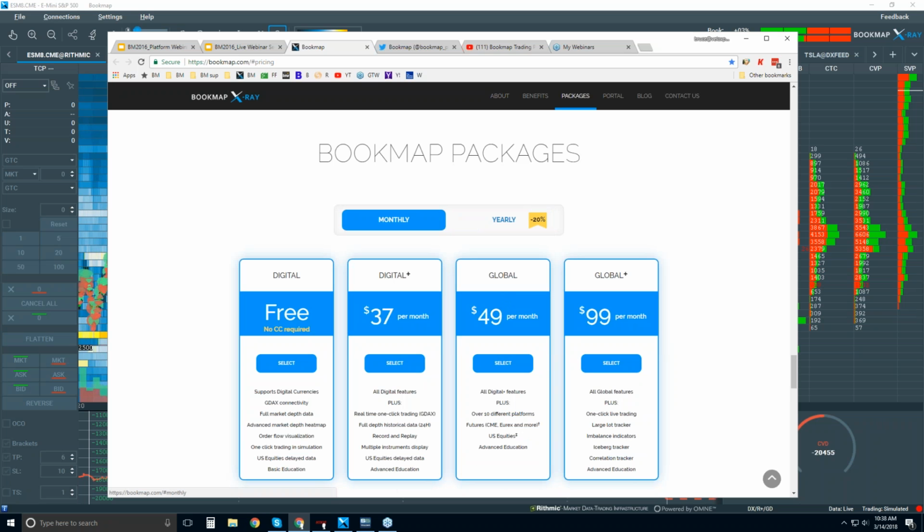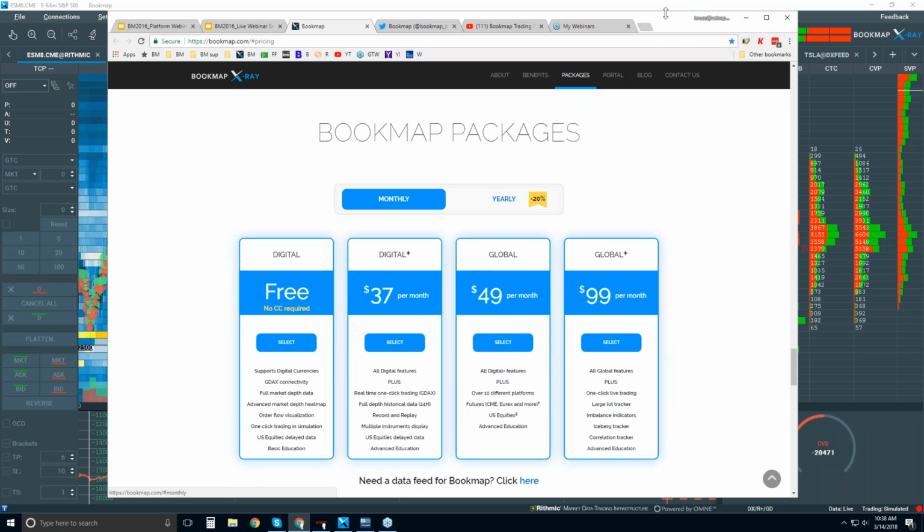You can subscribe to Bookmap here monthly or yearly. You get a 20% discount yearly. And there's digital and global. So let's go through the different versions. There's a digital version here that is free. It's a full working version of Bookmap. It's live data, but it's only for one digital currency. You can also access U.S. equities, but it's going to be a delayed feed. So that's what you can get with the free version.